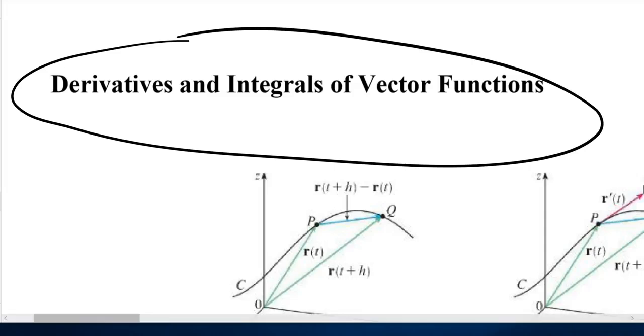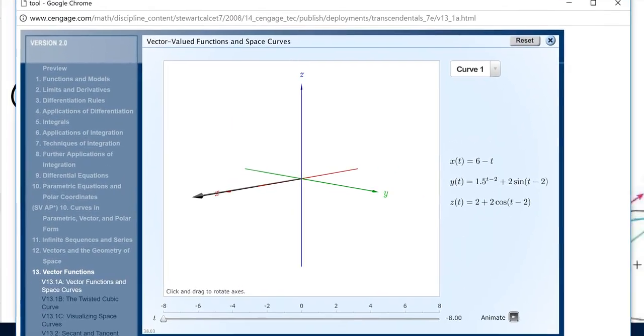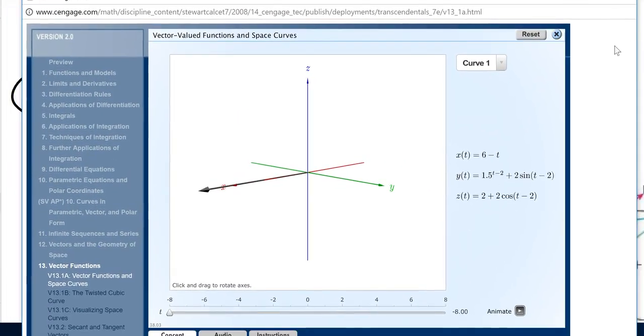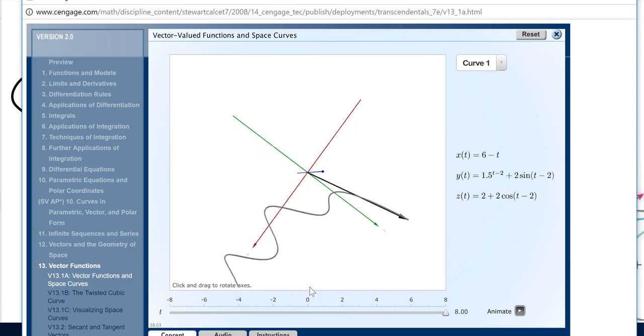Let's learn about derivatives and integrals of vector functions, but before I do that, I want to bring in something that I didn't bring in the last video, and I think it's kind of cool. It's this media from the book, and it shows you how a vector function is created using the vectors. You see how it works. It's animating it. So the curve is 6 minus t, and then this business here. And if you want, you can move it around and see what it looks like.